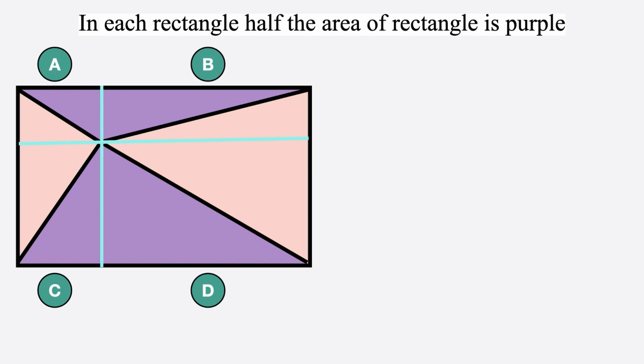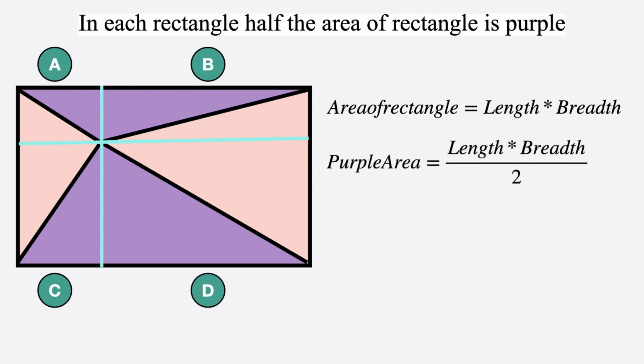In rectangle A, half the area of the rectangle is purple. Similarly, in rectangles B, C, D, half the area of the rectangle is purple. Since in each rectangle half the area is purple, we can infer that half the area of the flag is purple. We know that the area of a rectangle equals length times breadth. Hence the purple area is length times breadth over 2, since half the area of the flag is purple.